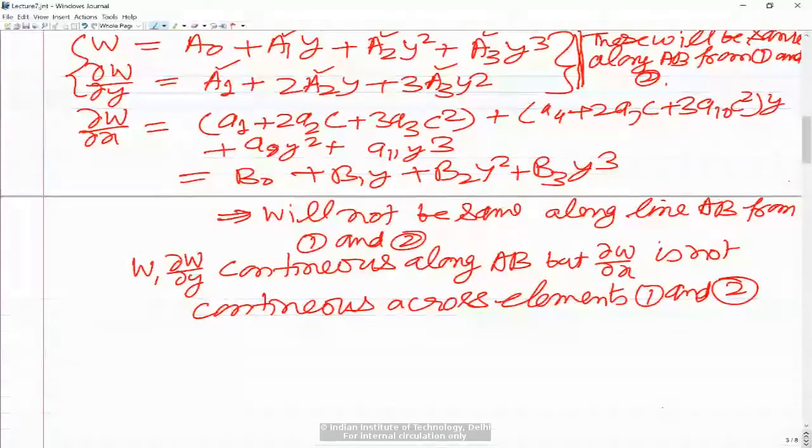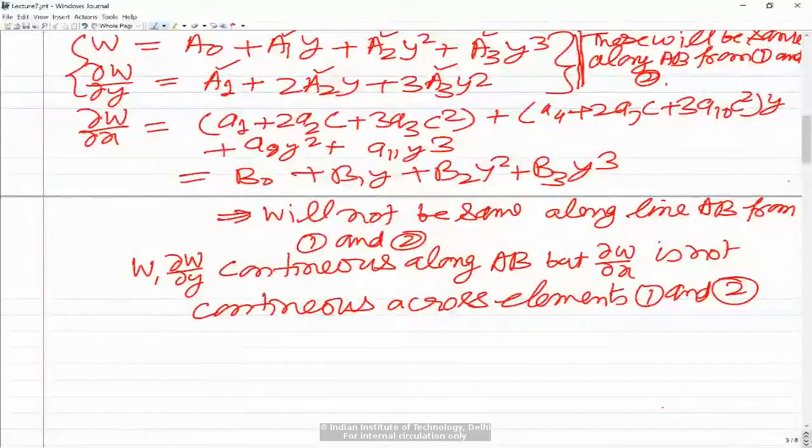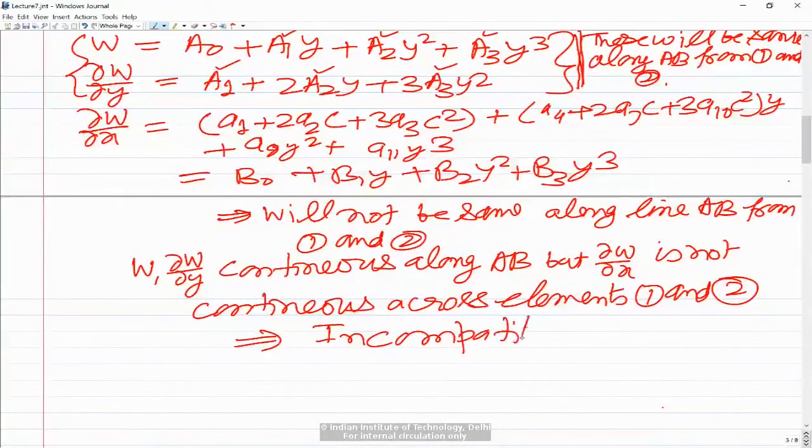If you are talking about element 1 itself from A to B, all are continuous, but here the continuity is across the elements. That is, we take line AB in element 1, take line AB in element 2, and calculate these values. If they are the same, then I say continuous, and if not the same, then not continuous. So that means this is an incompatible element, because all the primary variables are not continuous across the element. So this is an incompatible element.